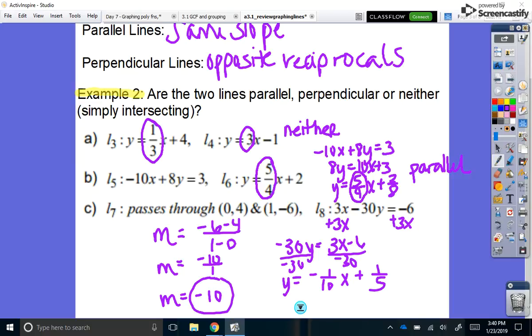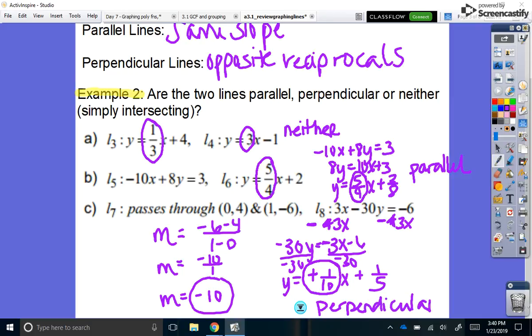And then I'm realizing that I should have subtracted here. Hopefully you caught that as you were taking notes. So this will be positive 1/10. Negative 3 divided by negative 30. The slope of this is positive 1/10. So these two lines are perpendicular.